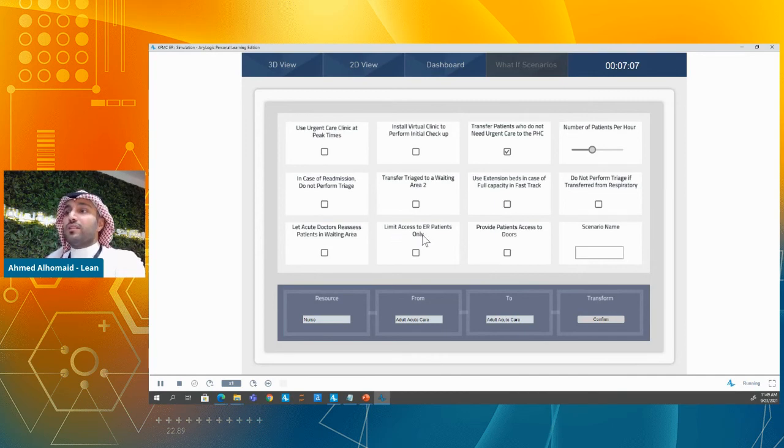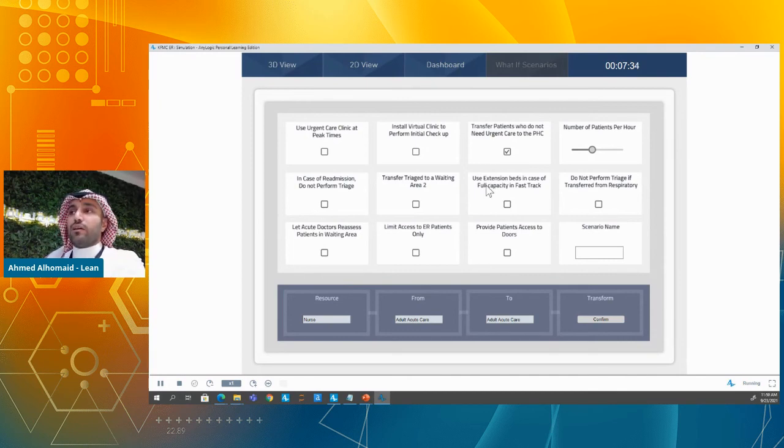We can also limit access to ER patients only. What would happen if we don't allow visitors or relatives or any other people other than patients who actually need the ER? And last but not least, provide patients with access to the doors, instead of them having to wait for nurses to call their names. These are some of the scenarios that we're testing.